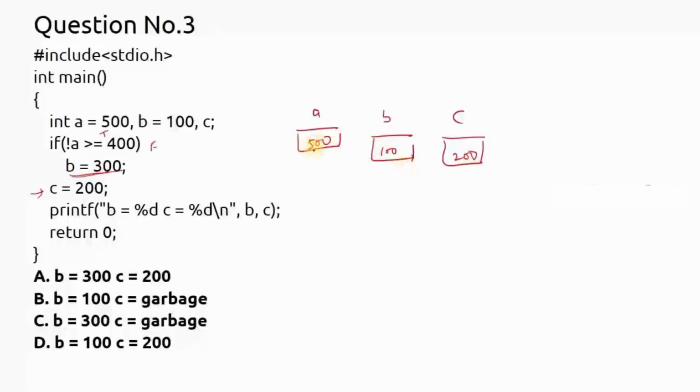Now you can see what is A value 500, B value 100, C value 200. What you are printing here is B and C, so B comma C, what are the values? 100 and 200. You can check. So the answer is D.